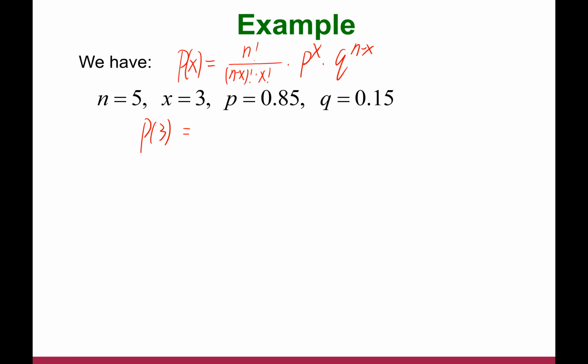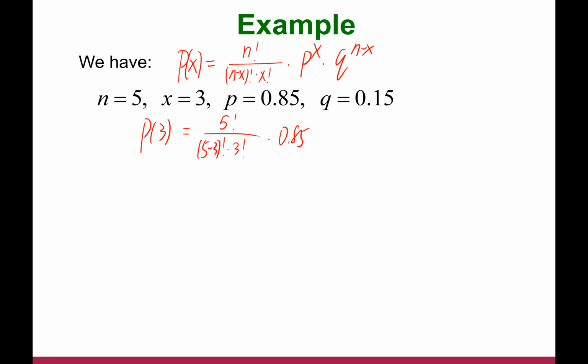Okay, so it's n factorial. N here is 5, so 5 factorial over (5 minus 3) factorial times 3 factorial times 0.85, that's p, raised to the third power, times 0.15, that's q, raised to the second power, which is 5 minus 3.